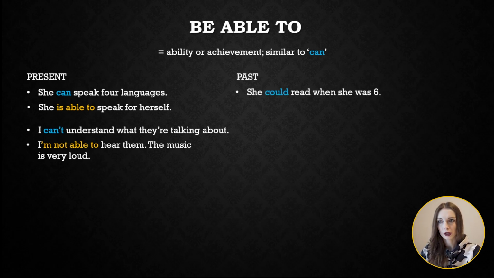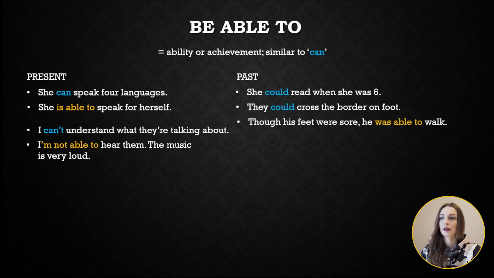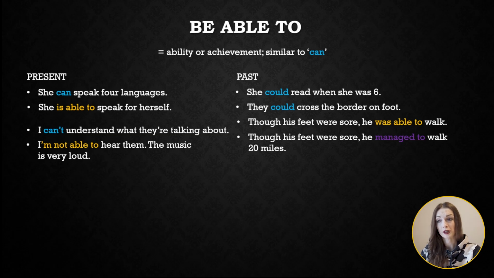She could read when she was 6. They could cross the border on foot. Though his feet were sore, he was able to walk. And though his feet were sore, he managed to walk 20 miles. So these 3 modal expressions, the modal verb could and the periphrastic modals was able to and managed to, express very different ideas. So let's see.